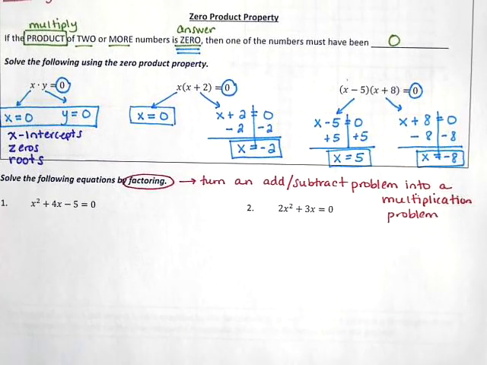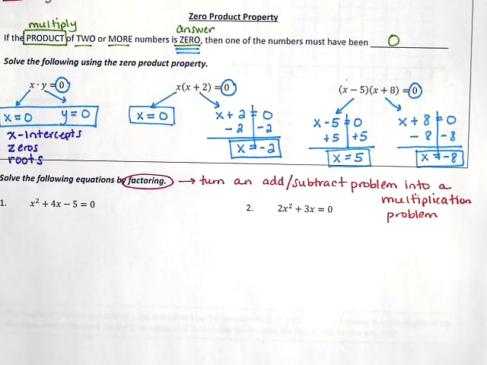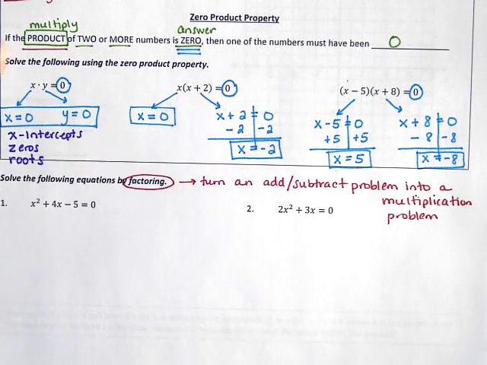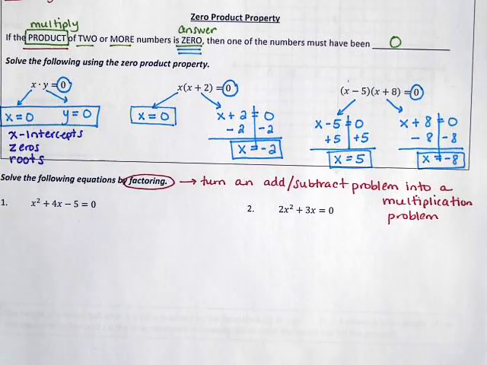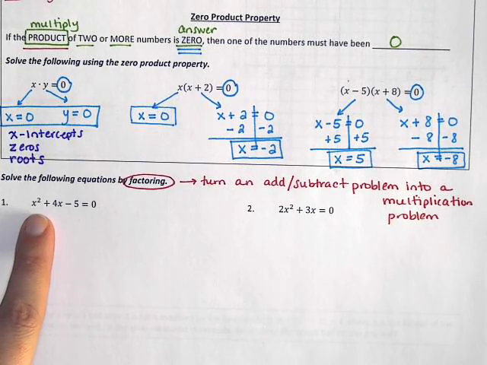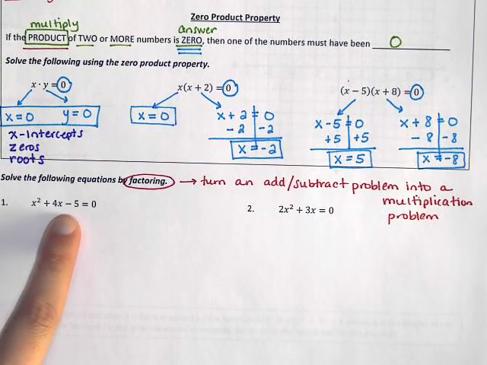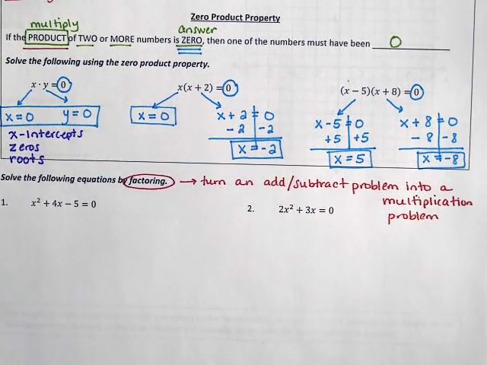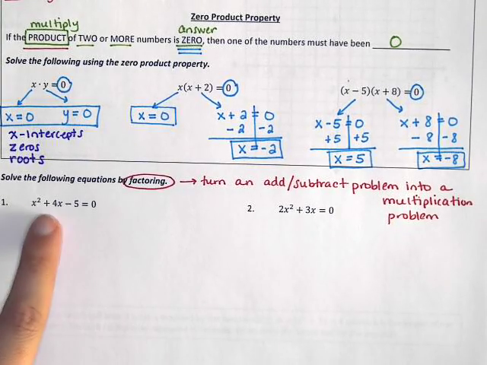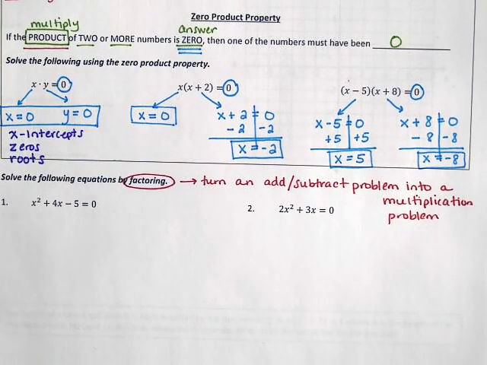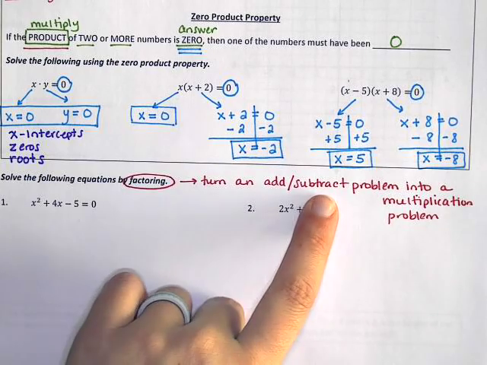So by factoring, we create a product, which is what we needed in order to use this property. So let's take a look at number 1. In number 1, I can see I've got a polynomial. I've got x squared plus 4x minus 5. It's a trinomial, which is not a product. There's a bunch of things being added and subtracted from each other. So it's an adding and subtracting problem.